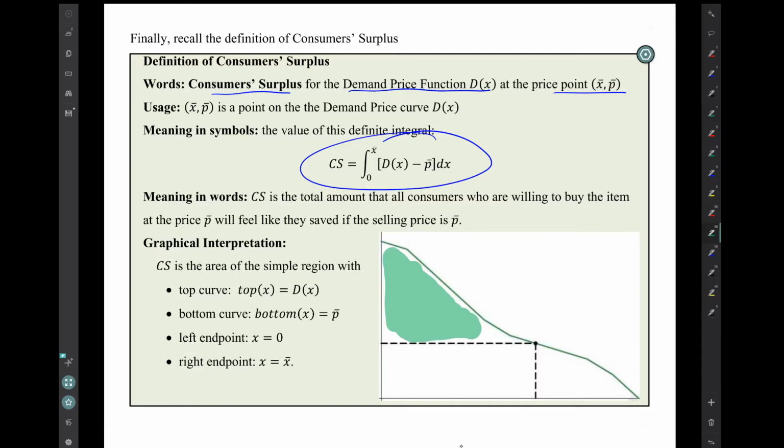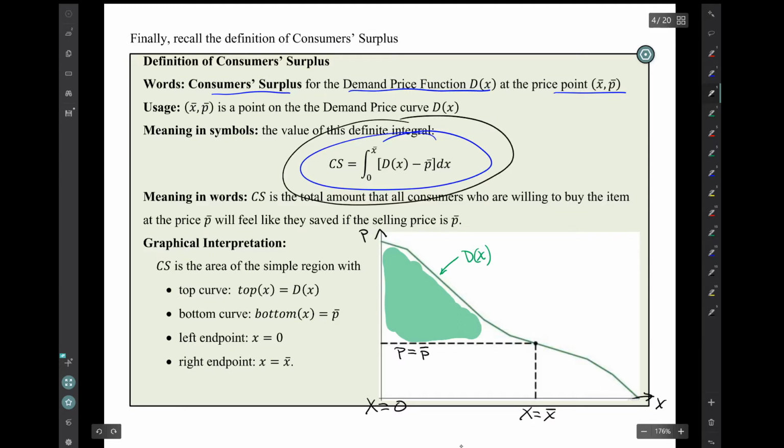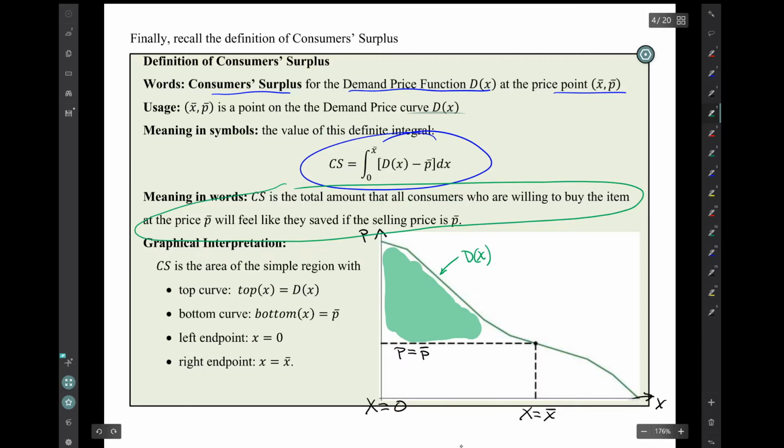This shaded region is a simple region with top curve d of x, bottom curve the curve with height p bar, and the left endpoint is x equals 0, and the right endpoint is x equals x bar. So the area of that green shaded region is given by this definite integral. And what that means is the total amount of money that all consumers who are willing to buy the item at the price p bar will feel like they saved if the selling price is p bar.